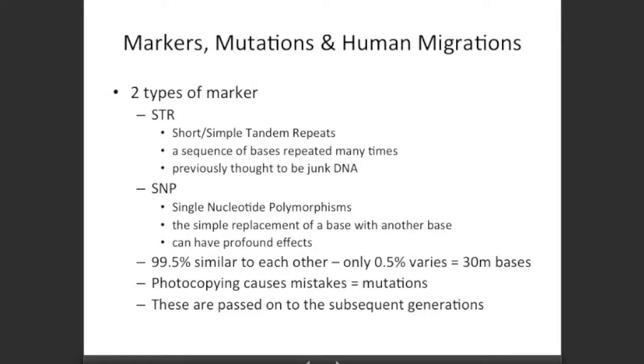can have profound effects. It's important to remember that as humans, we're around 99.5% similar to each other, so there's only a 0.5% difference between us. But that still accounts for 30 million bases. So 0.5% is still a huge number when you actually convert it to bases. As we copy our genetic material and pass it on to our offspring, we make mistakes, and these mistakes are called mutations. And we'll look at that in a second. And they're passed on to subsequent generations.